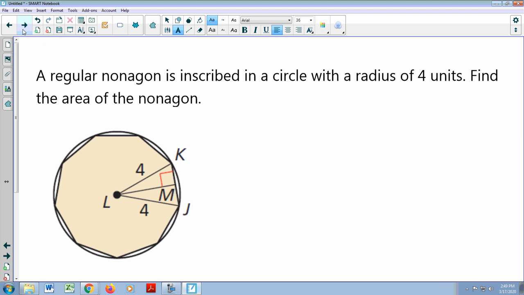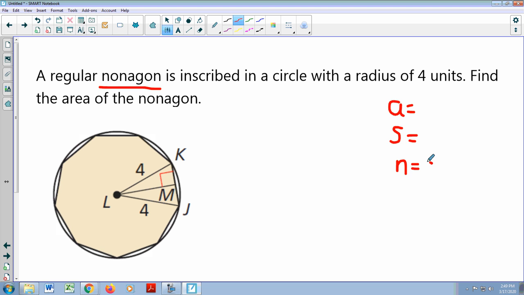So here we go. A regular nonagon is inscribed in a circle with a radius of 4 units. Find the area of the nonagon. When I do this, what I like to do is identify my A, my S, and my N. Well, I don't know my apothem yet. I don't know my side length. Oh, excuse me, I do know my number of sides. It's a nonagon, so it's 9 sides.